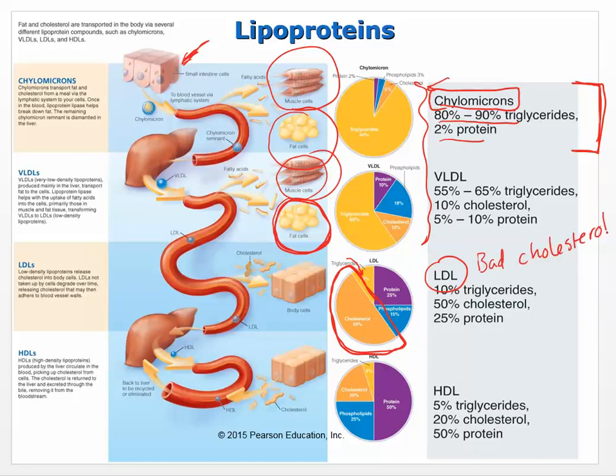And sure, it's serving a noble purpose. It's trying to distribute cholesterol. The trouble is, this is what can cause a lot of pathologies, namely atherosclerosis. Okay, so then it drops it off.